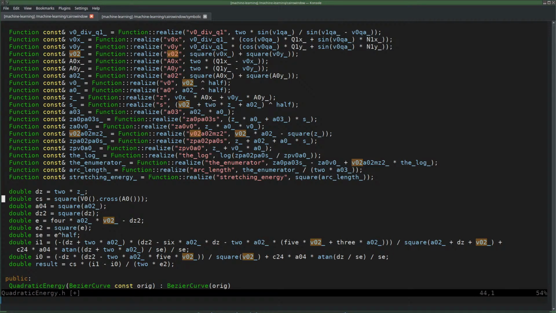DZ is new, CS is new, A04 is new, DZ2 is new. E is new. E2 are then also new, I guess. SE is new. I1, I0 result, okay. Result is a bending energy.